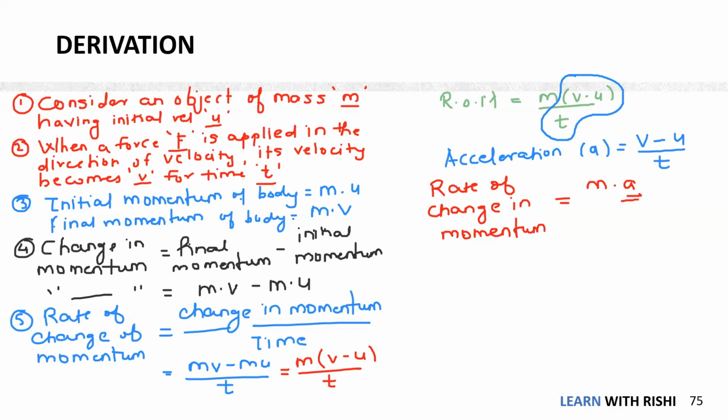Why did this acceleration come? Because acceleration is nothing but change in velocity upon time. So we have replaced (v minus u) upon t with acceleration. Now, this is our first equation: the rate of change in momentum is equal to m into a.